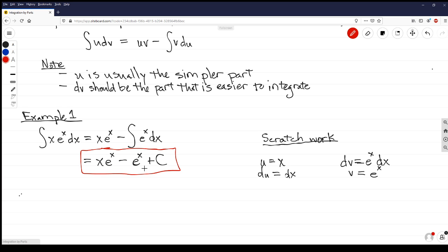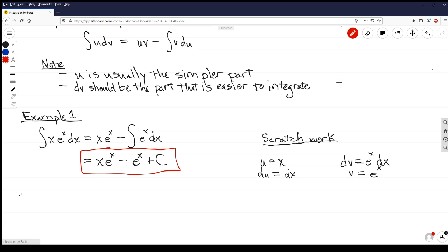So again, the steps that we had to do is we had to pick out part of the integral for being our u. We had to pick part of it for being v. And then we plugged in, according to this equation, u times v minus the integral of v du.